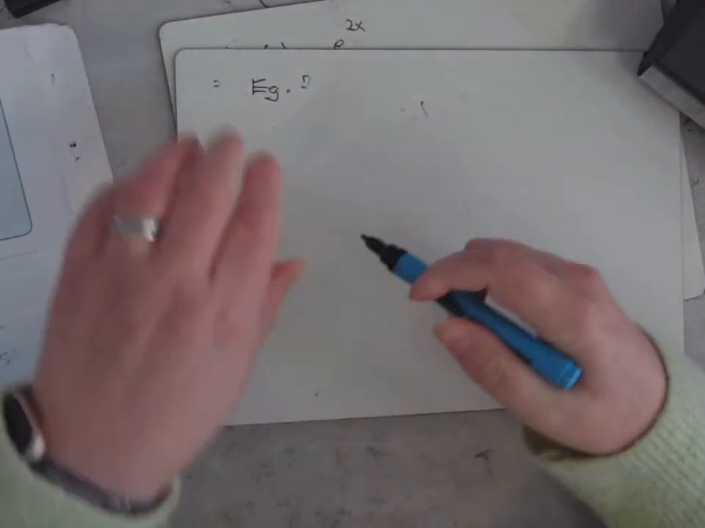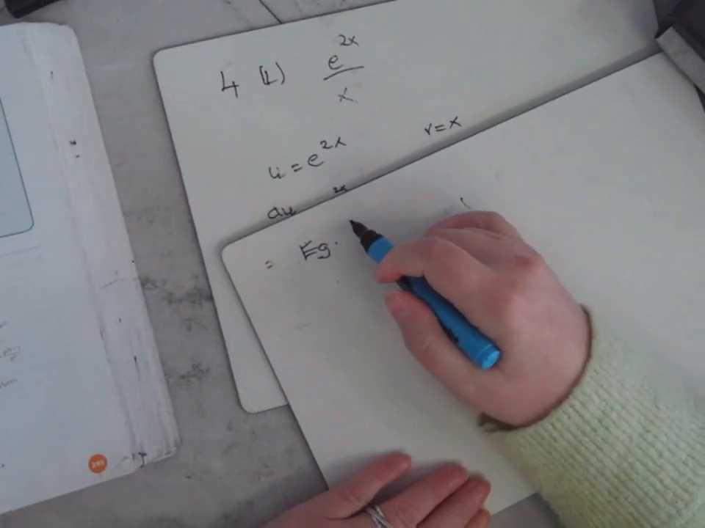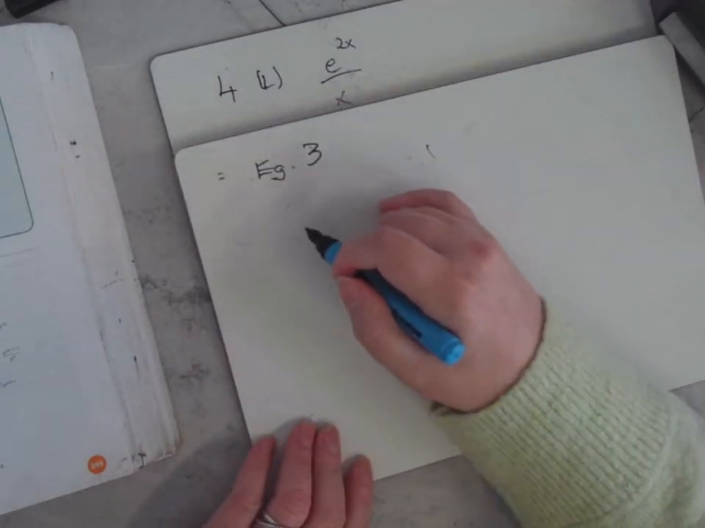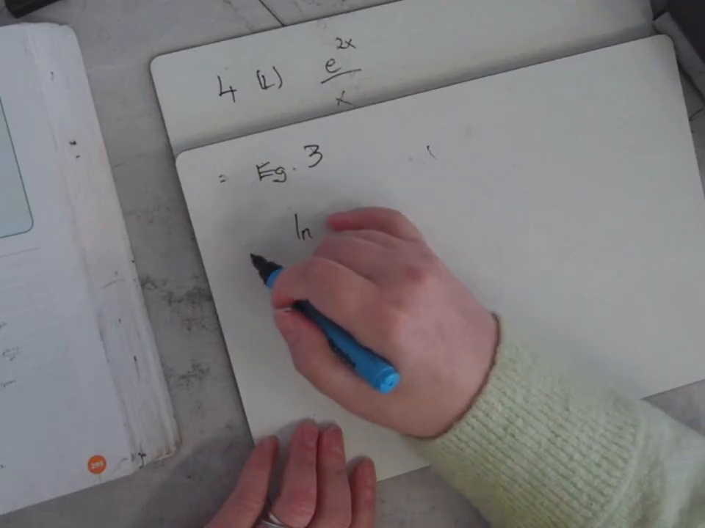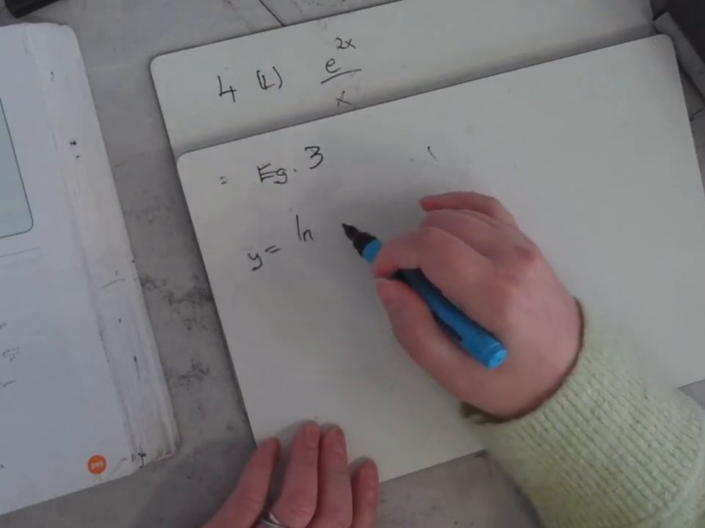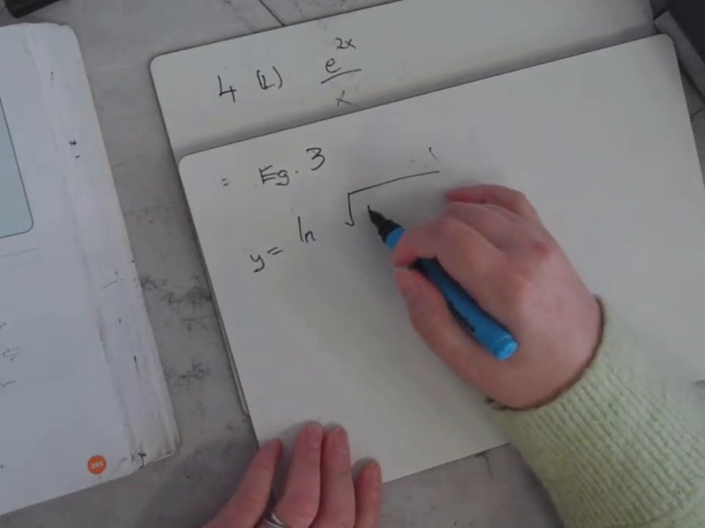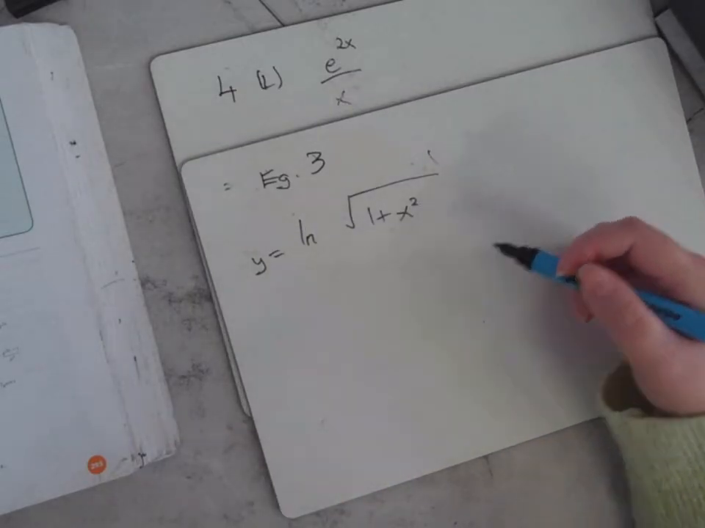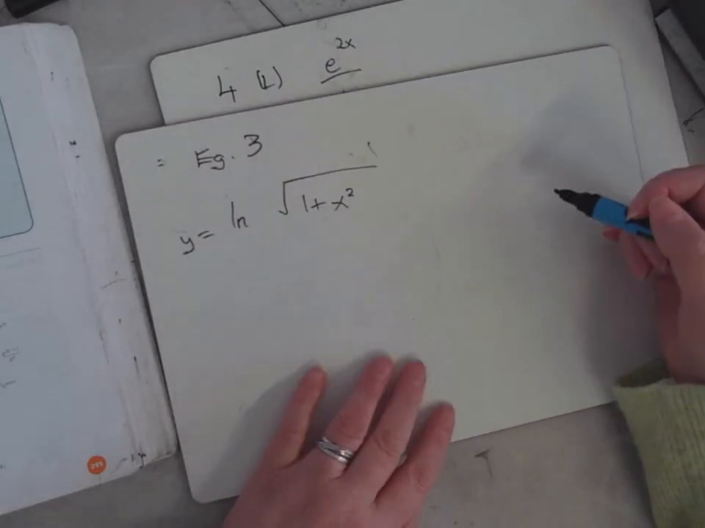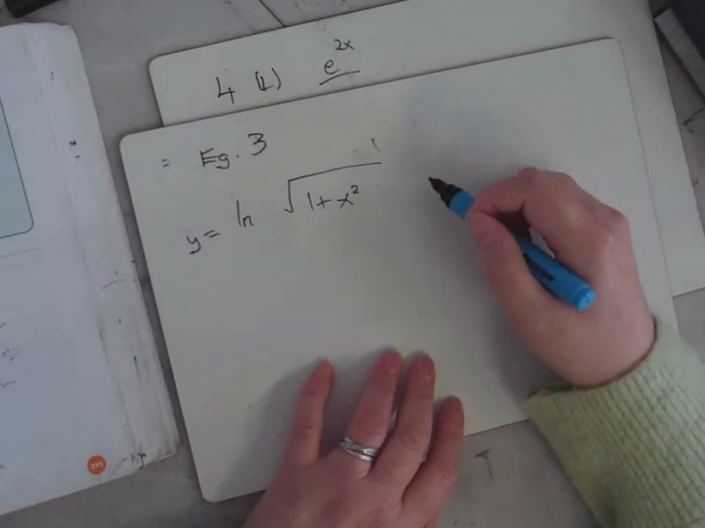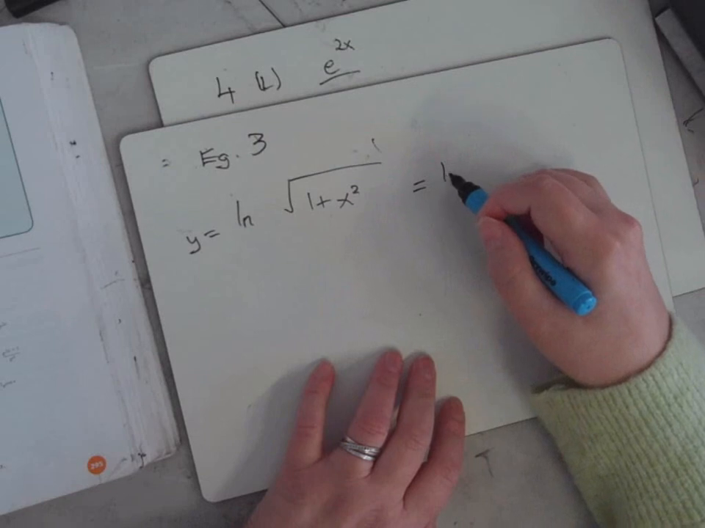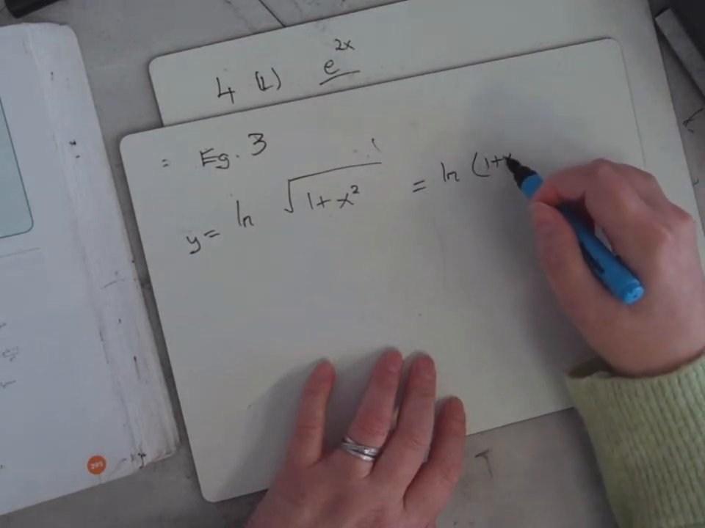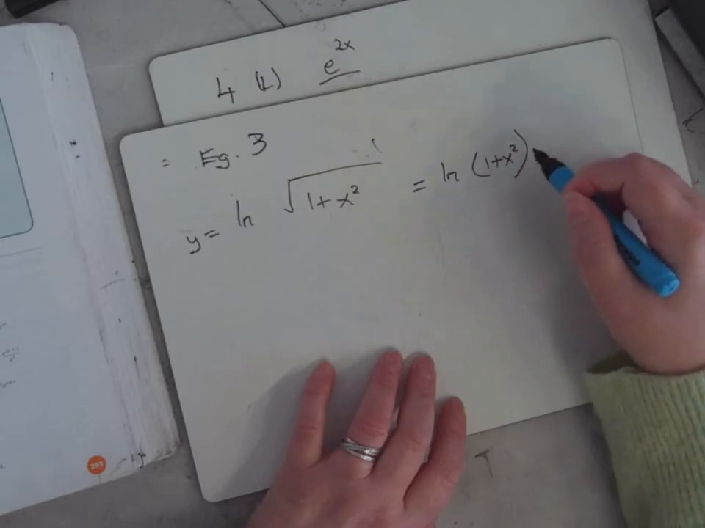Right. Example 3 is ln. So y equals ln the square root of 1 plus x squared. Right. What do I do with that first? Instead of writing the square root sign, what do I write it as? Yeah, 1 plus x squared all to the power of a half.